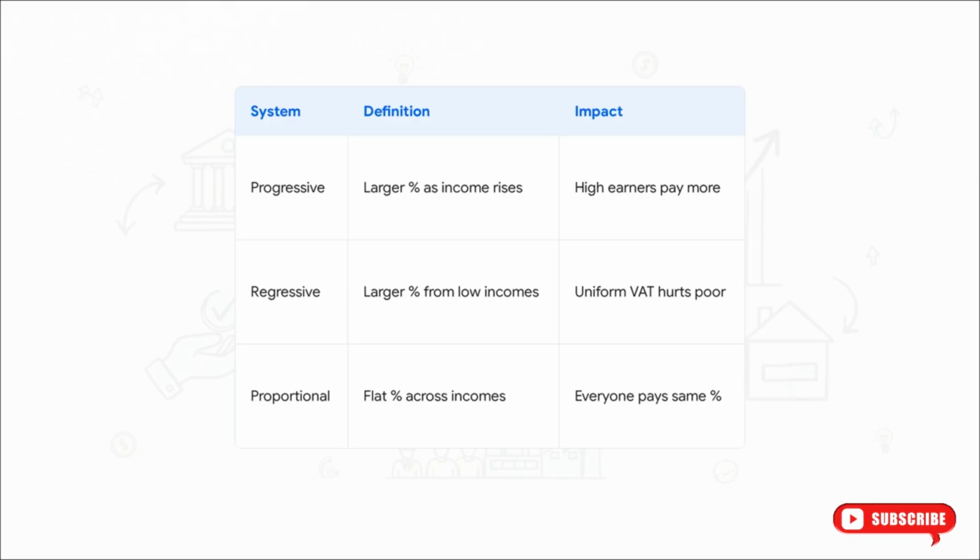But take a look at the regressive system. Pretty much all indirect taxes, like a uniform 20% VAT on everyday goods, are considered regressive. Why? Well, if everyone pays the exact same flat amount of tax on a loaf of bread, that specific amount represents a much larger, disproportionate chunk of a low-income earner's total wealth compared to someone who is wealthy.